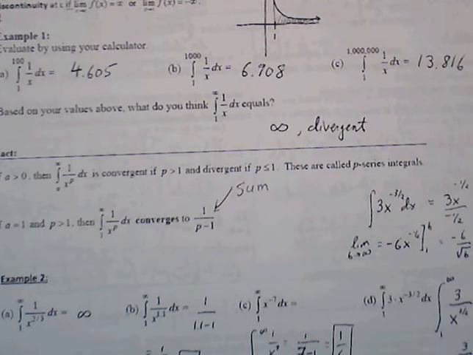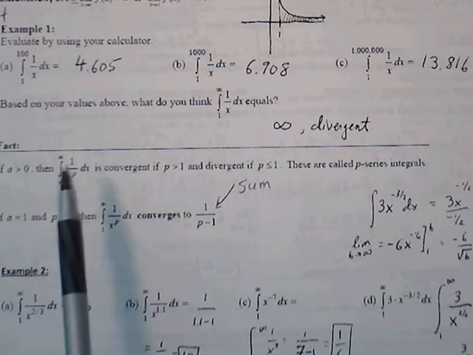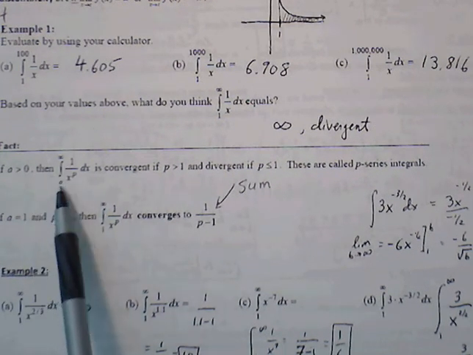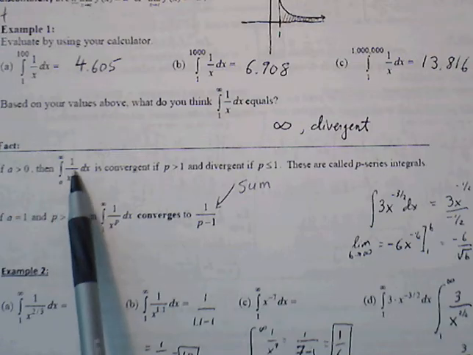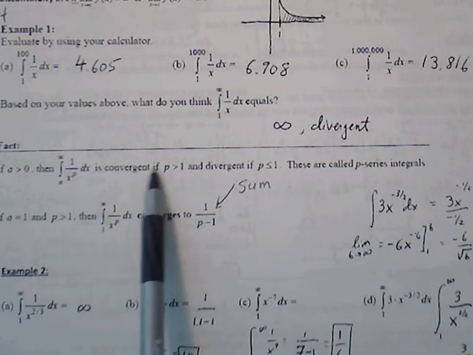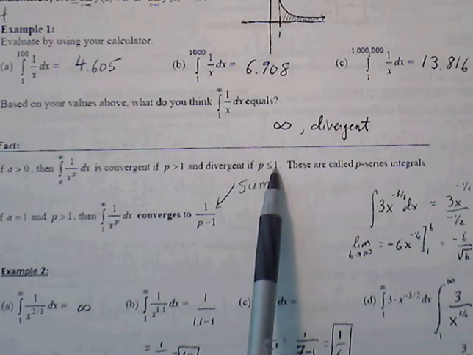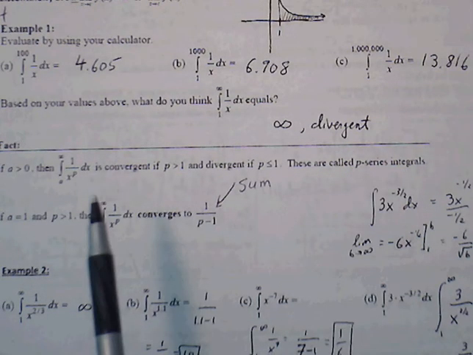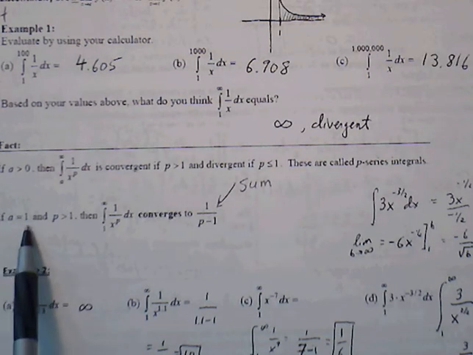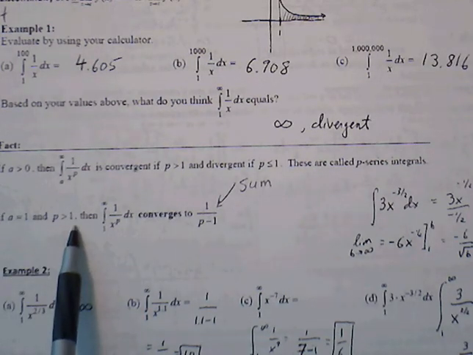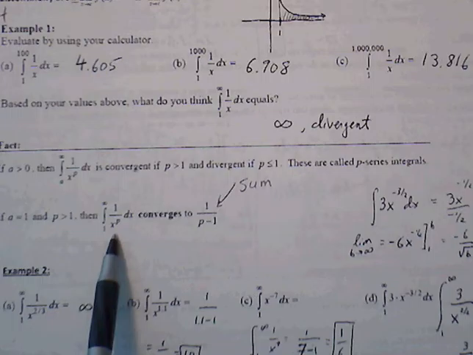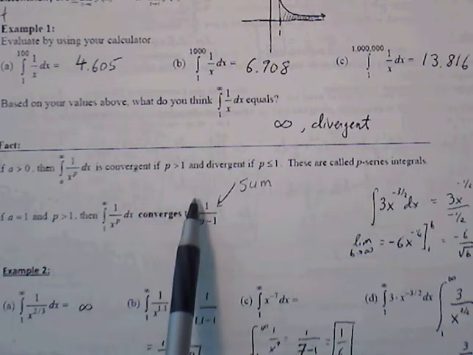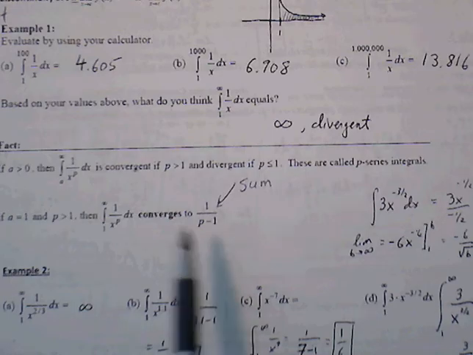So this brings us to our first rule here. If a is greater than 0, then the integral from a to infinity of 1 over x to the p is convergent if p is greater than 1 and divergent if p is less than or equal to 1. These are called p-series integrals. So if a is equal to 1 and p is greater than 1, then the integral of 1 over x to the p from 1 to infinity will converge to 1 over p minus 1.